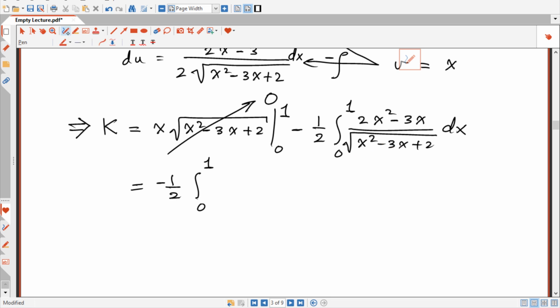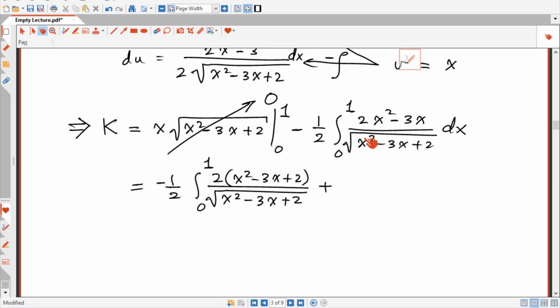Okay, I will do this. So x squared minus 3x plus 2, and to get the 2 here, I will multiply this by 2, and then divide by the same quadratic term, the square root of x squared minus 3x plus 2. And then 2 times x squared, we have 2x squared.